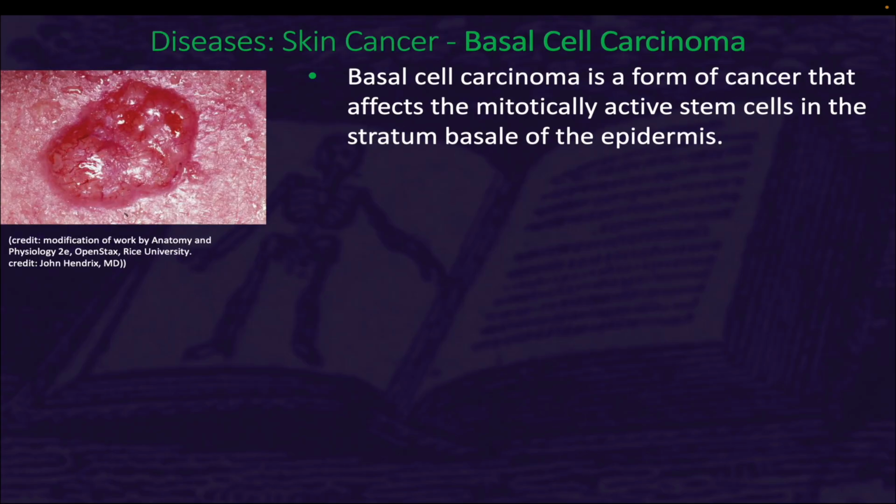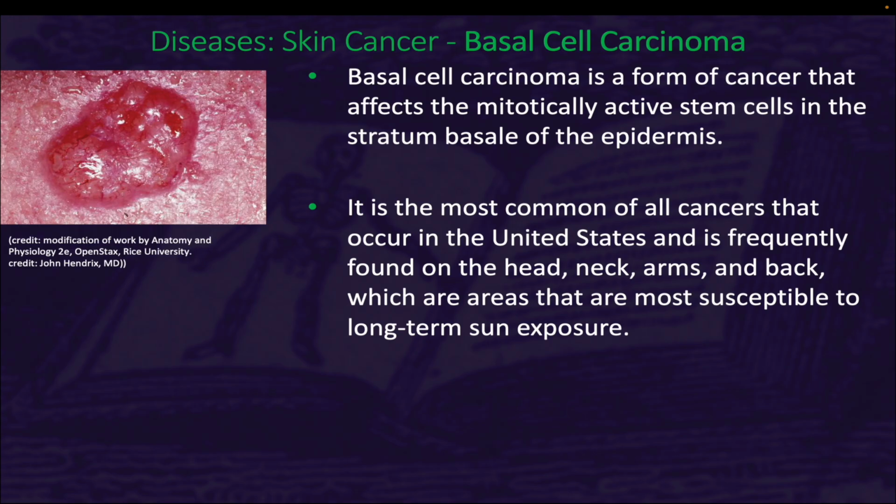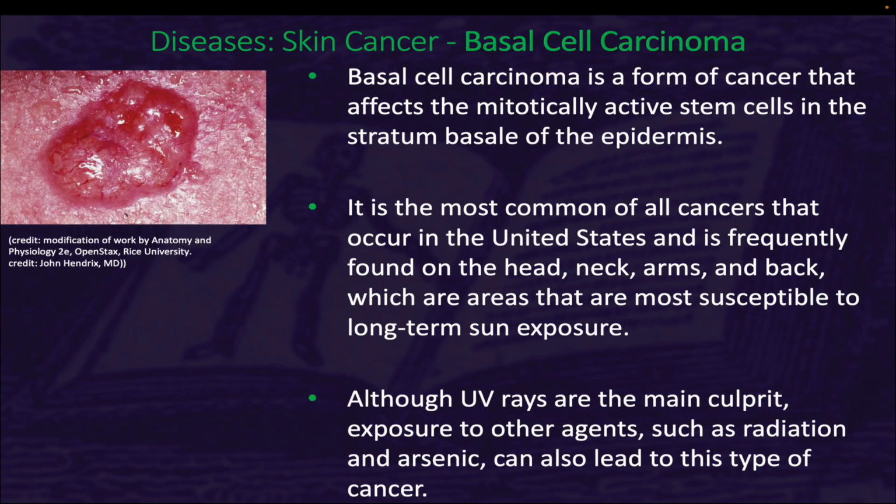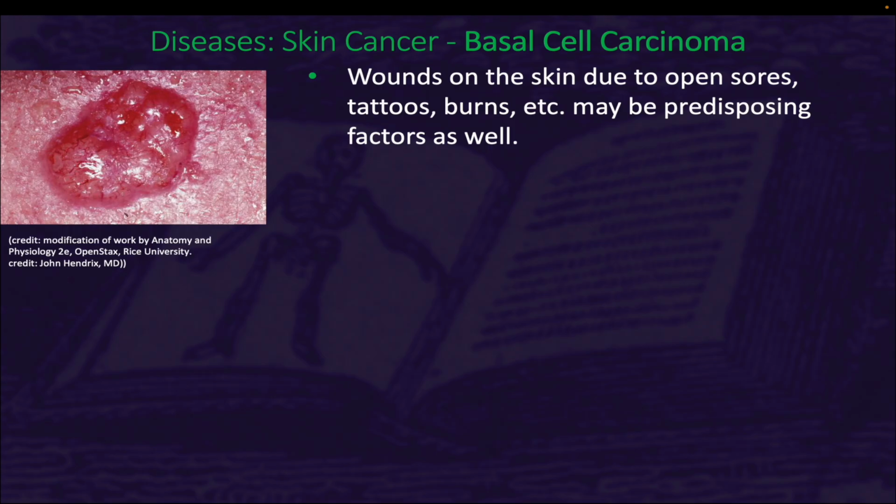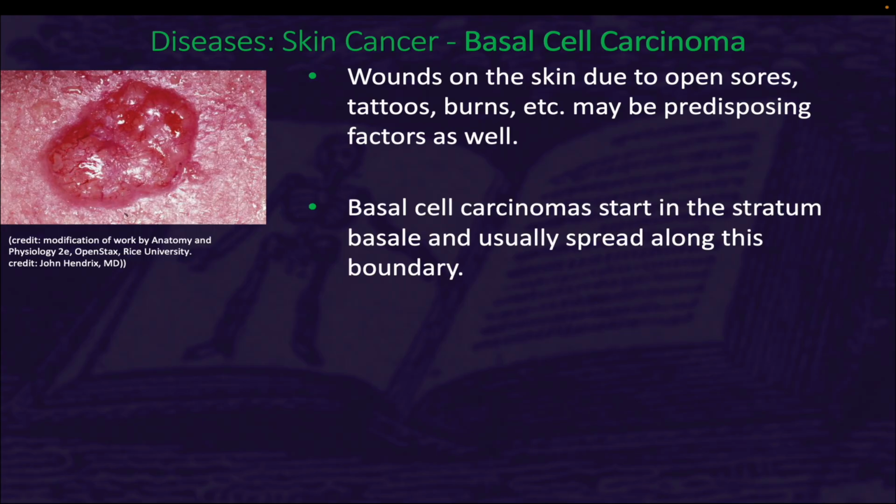Basal cell carcinoma is a form of cancer that affects the mitotically active stem cells in the stratum basale of the epidermis. It is the most common of all cancers that occur in the United States and is frequently found on the head, neck, arms, and back, which are areas that are most susceptible to long-term sun exposure. Although UV rays are the main culprit, exposure to other agents such as radiation and arsenic can also lead to this type of cancer. Wounds on the skin due to open sores, tattoos, burns, etc. may be predisposing factors as well.